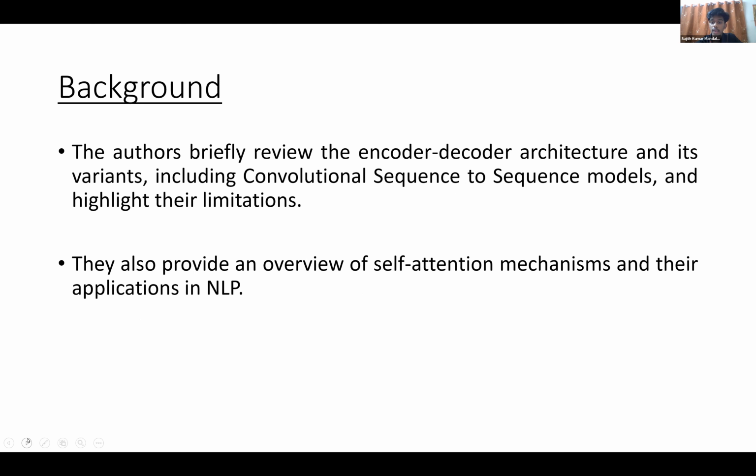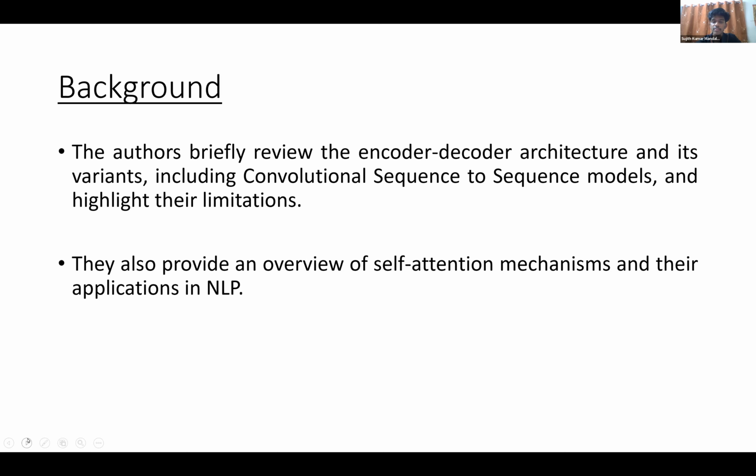Now getting into the background part, the authors briefly review the encoder and decoder architecture of the transformer and its variants, including the convolutional sequence-to-sequence models, and highlight their limitations. They also provide an overview of self-attention mechanisms and their applications in NLP as well.